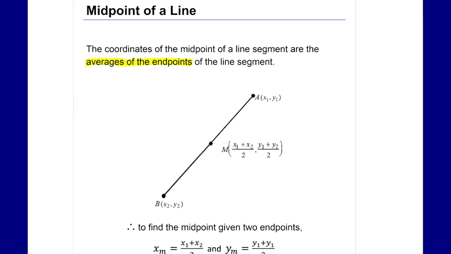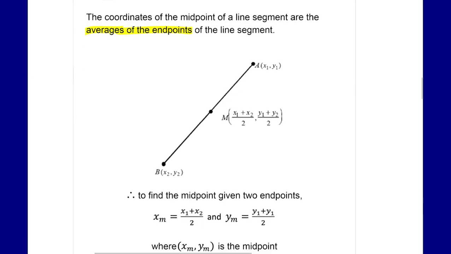So if I look at this line segment, I have point A, which is one end, and point B, which is the other. Point A has the coordinates x1, y1. Point B has the coordinates x2, y2. The midpoint in the middle is taking the average of the x and y values. To find the average, you add the numbers up and divide by how many you have. So in this case, x1 plus x2 divided by 2, and for the y values, y1 plus y2 divided by 2.